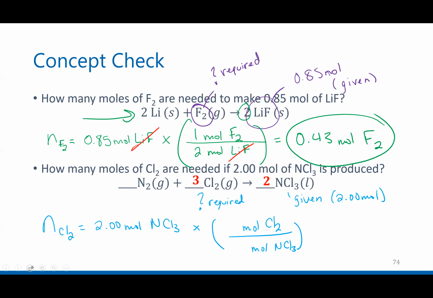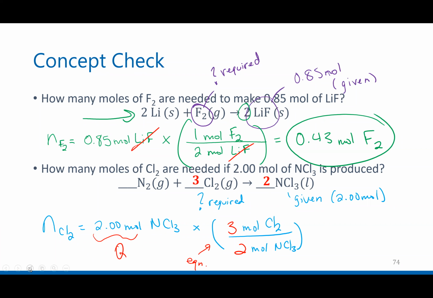Okay, hold on now. I'm going to be fancy here and pick a new color. So this 3 and this 2 come from my balanced chemical equation. This number comes from my question. That's a Q, not a very good looking Q. These numbers over here come from my equation. Okay, that's equation, sorry. There we go.